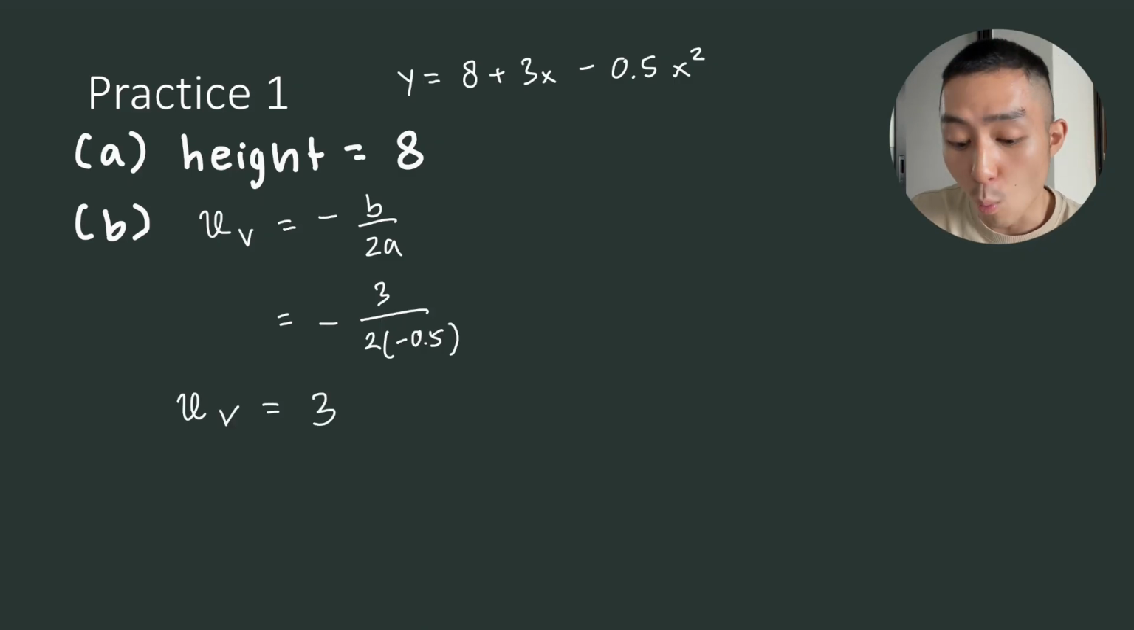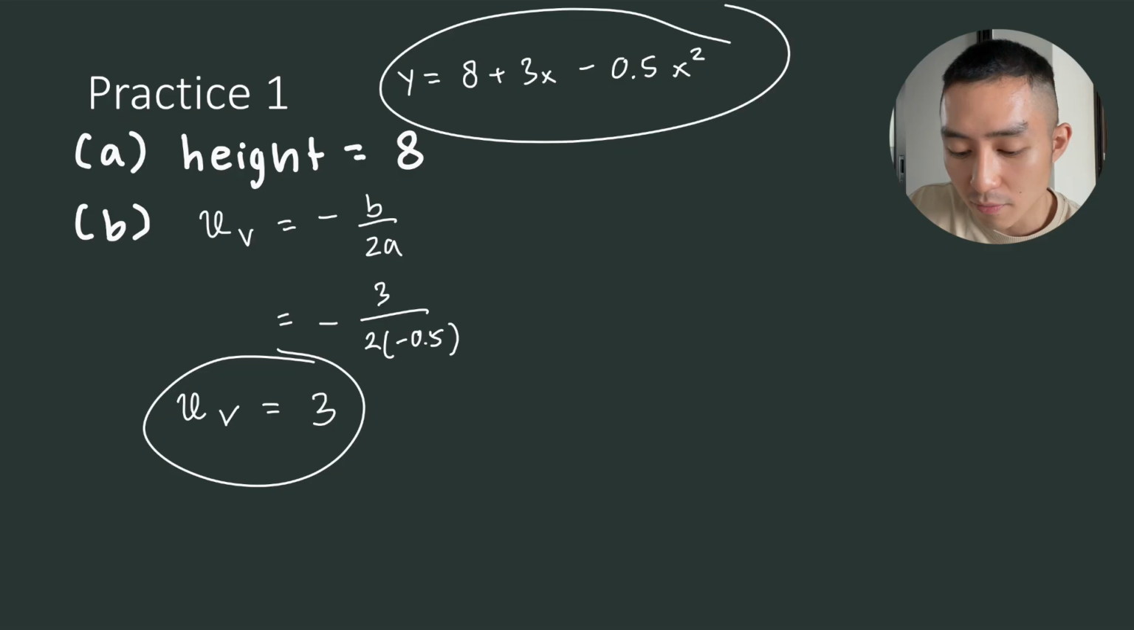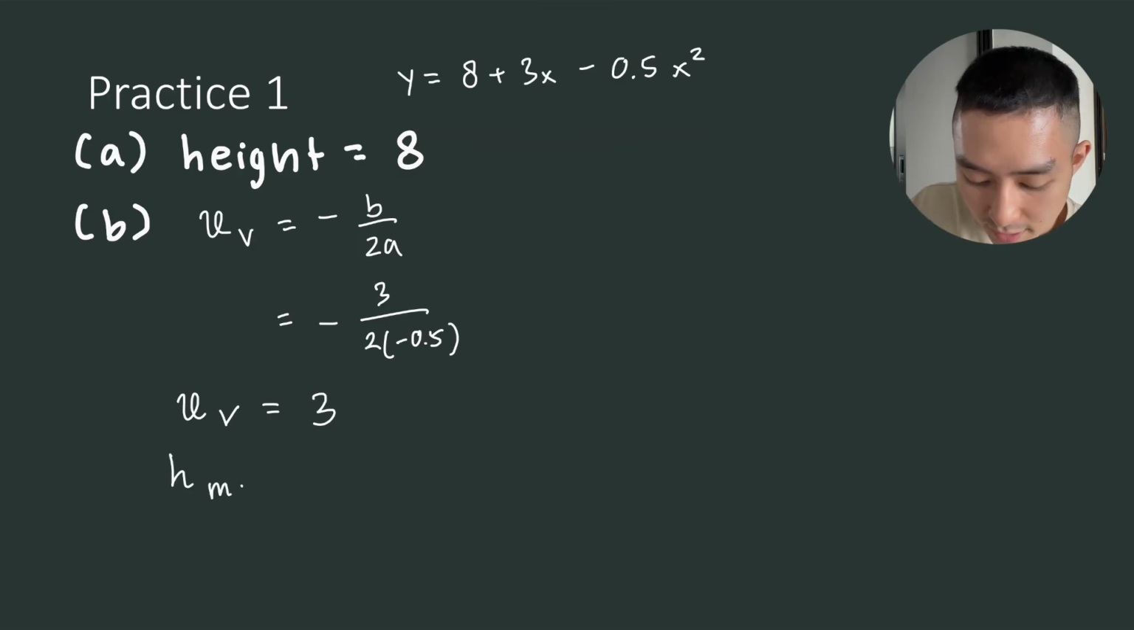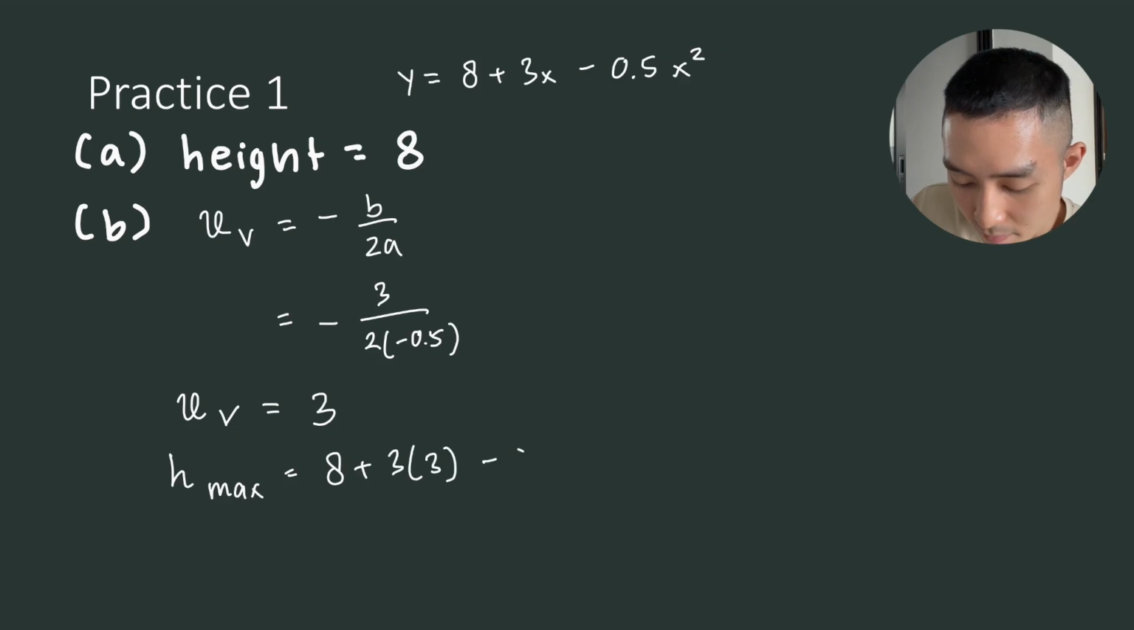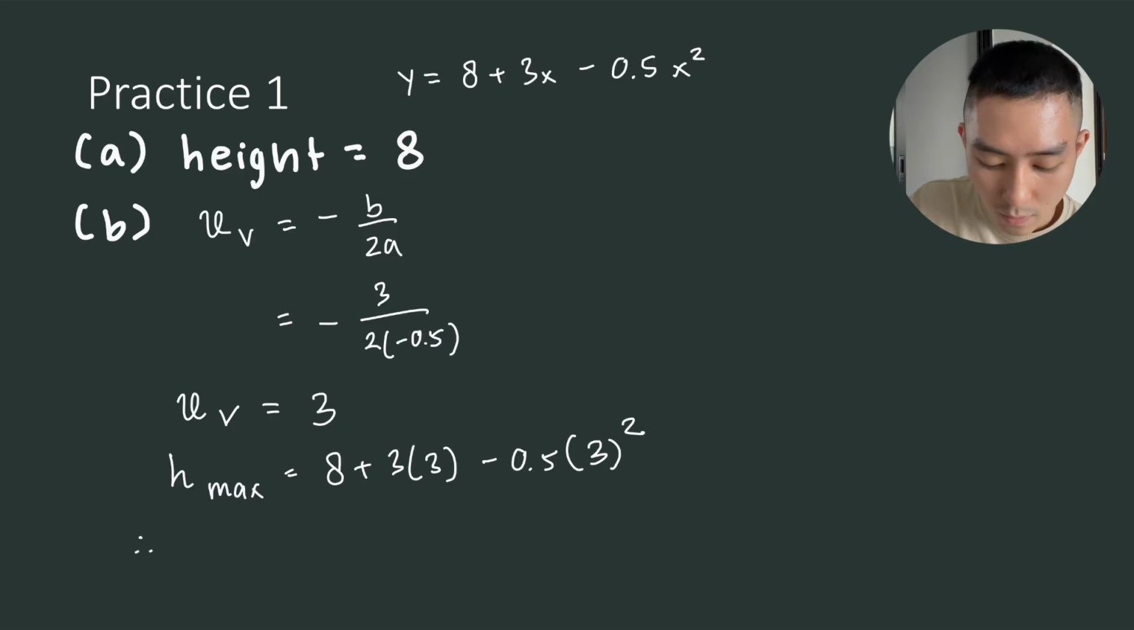The height is y, so we substitute this into the original function. The h maximum is 8 plus 3 multiplied by 3 minus 0.5 multiplied by 3 squared. And we get that the maximum height is 12.5.